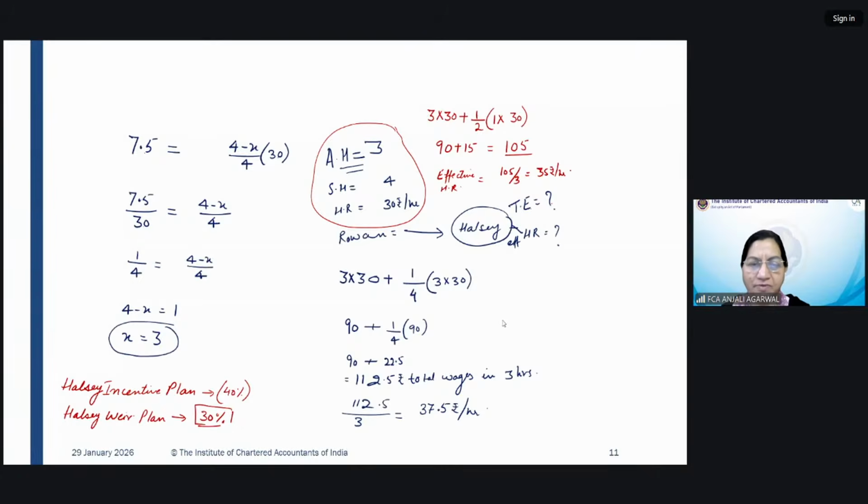There's a request to show the previous screen. I'm doing that. You can quickly take note of it.